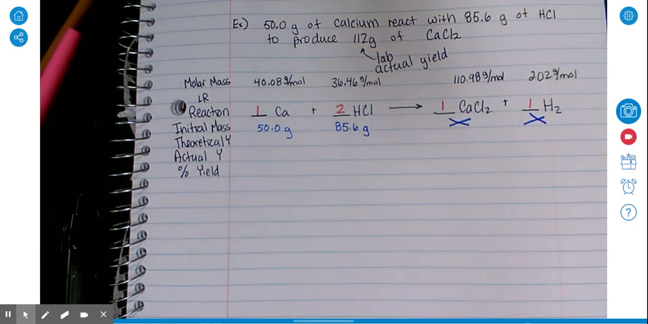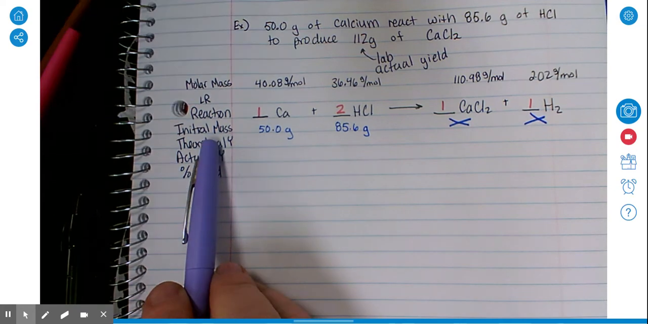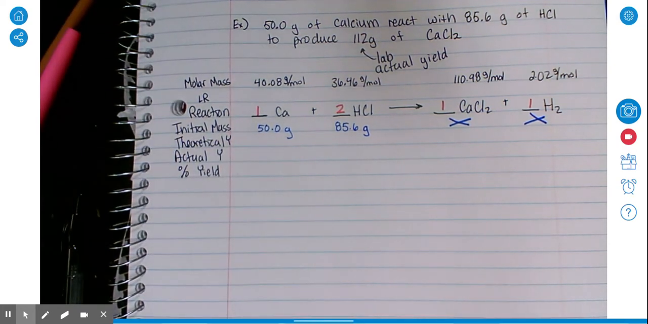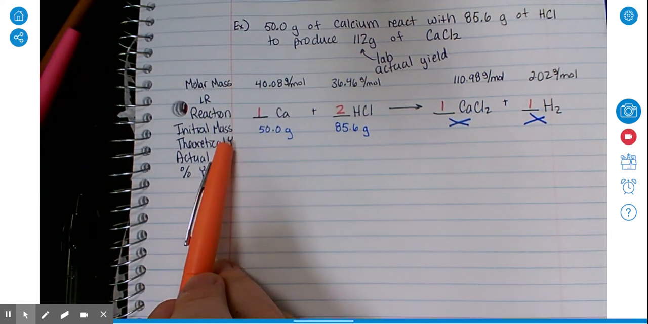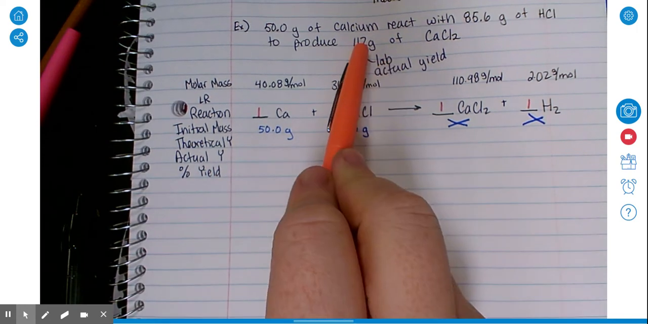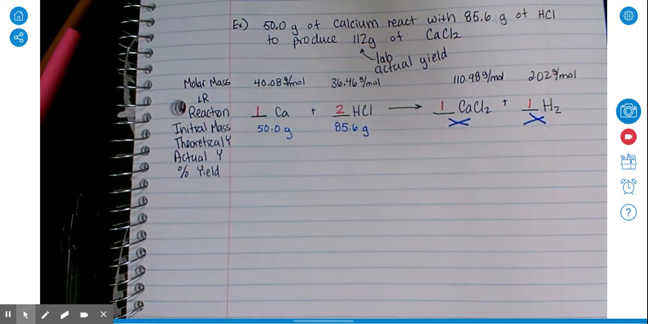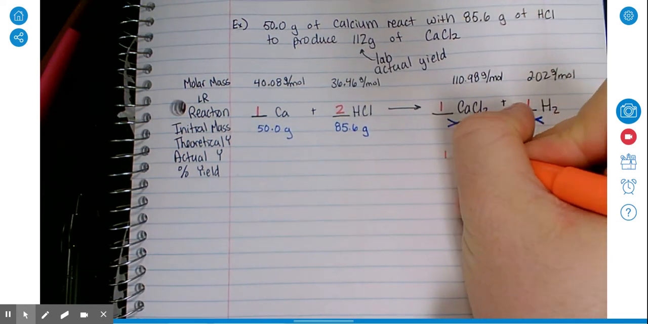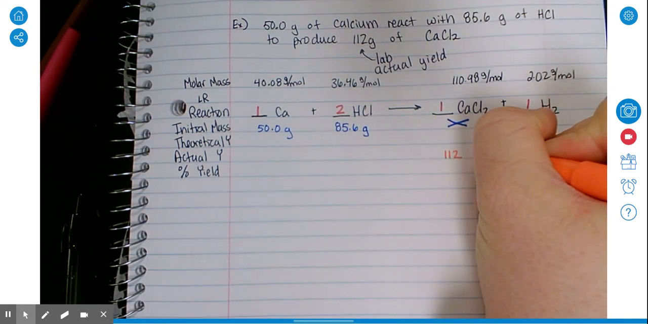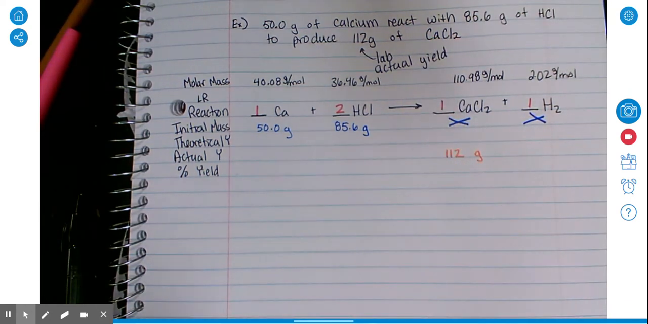Now, I'm going to need a new color. Green. Nope. Okay. Theoretical yield. That's going to look like blue. This time, we are going to have a value here. So, theoretical yield. Whoop, I got to calculate that. Actual yield. That value is already here. My actual yield is going to be 112 grams of that calcium chloride. So that again is coming from the problem.